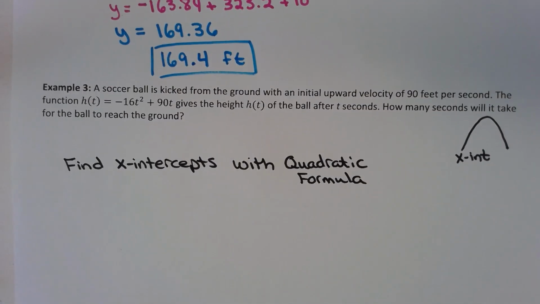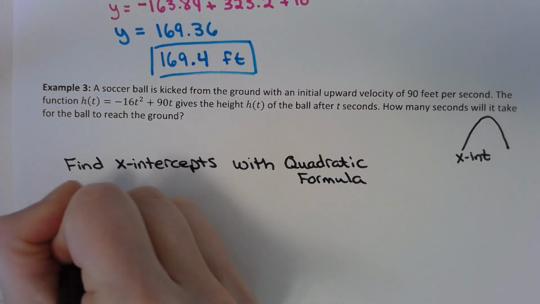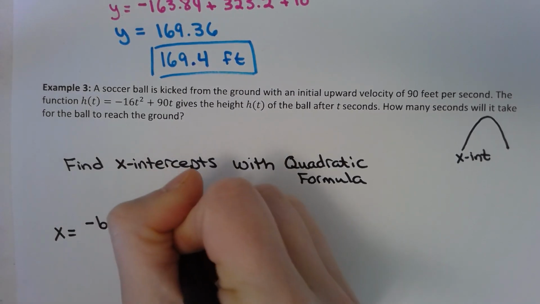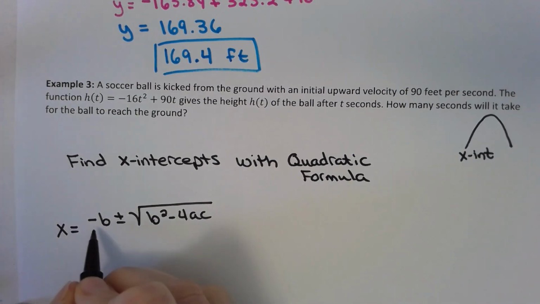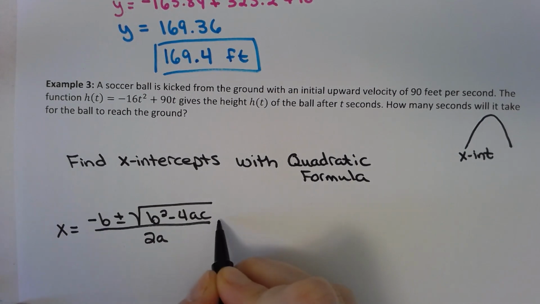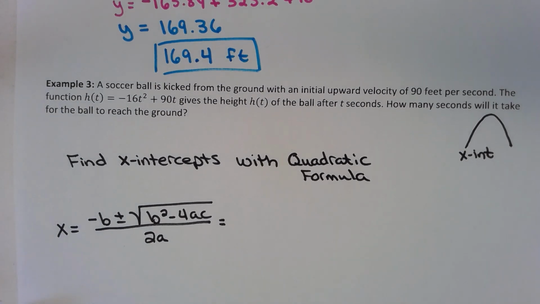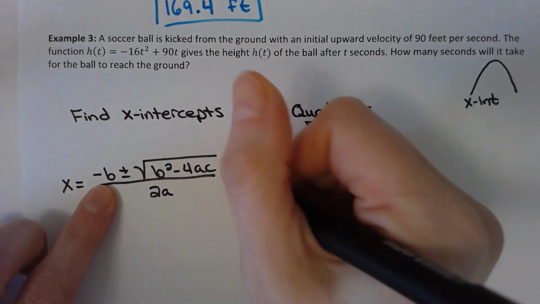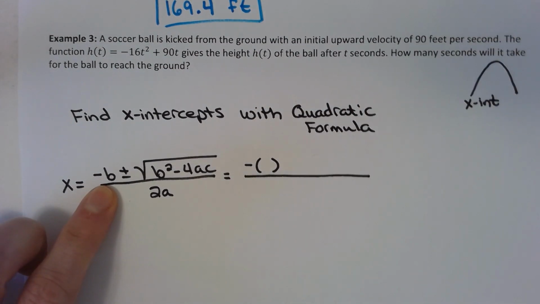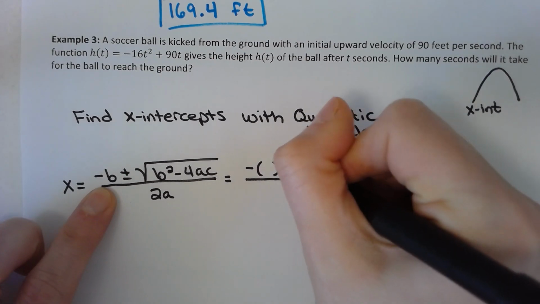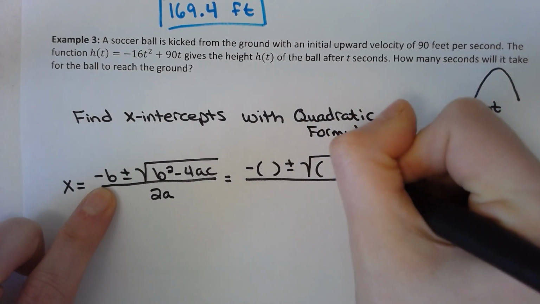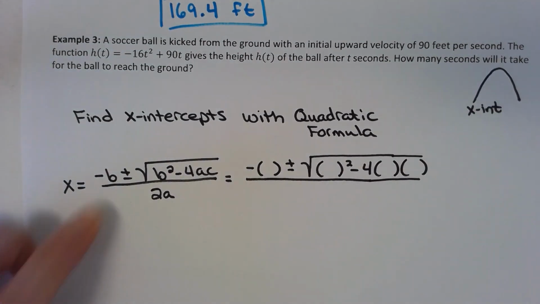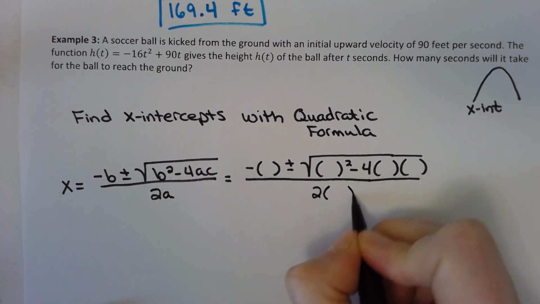And quadratic formula is this. X equals negative b plus or minus the square root of b squared minus 4ac. This entire thing divided by 2a. And now that I have that written out, I'm going to go ahead and replace every single letter with a set of parentheses. So negative my b value, plus or minus the square root of b squared minus 4 times a times c. This entire thing divided by 2 times a.